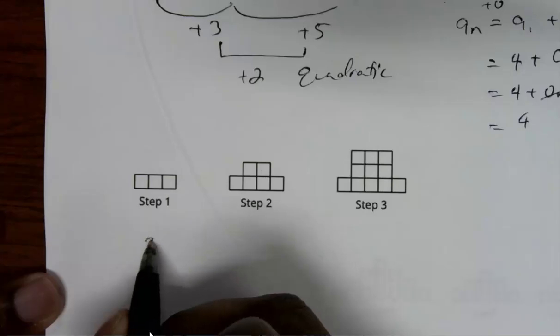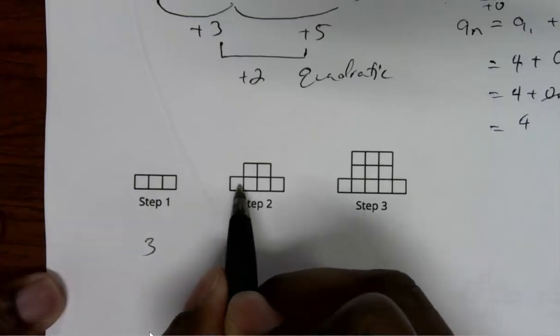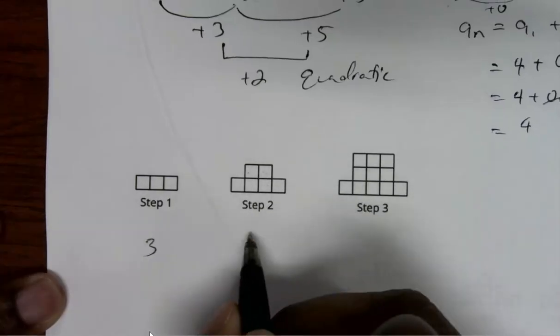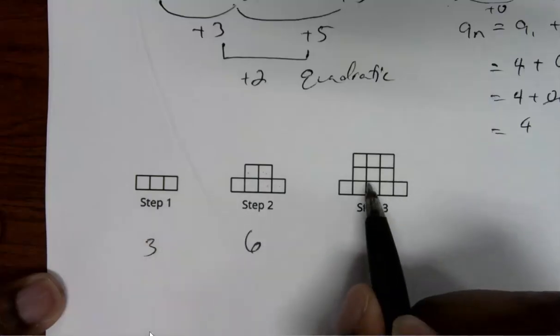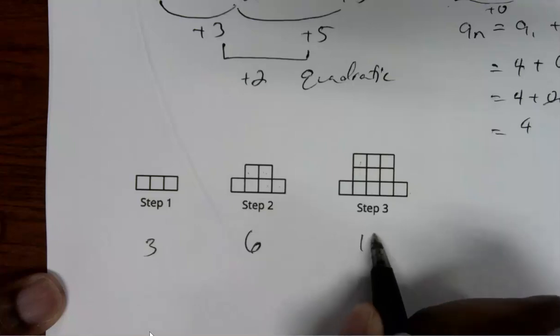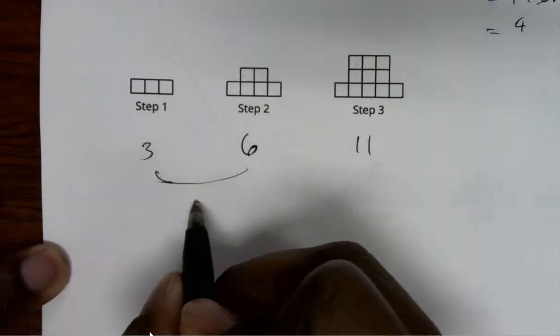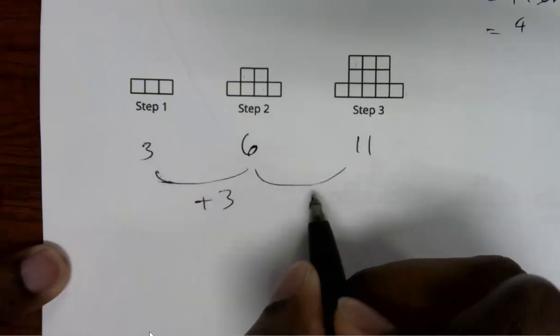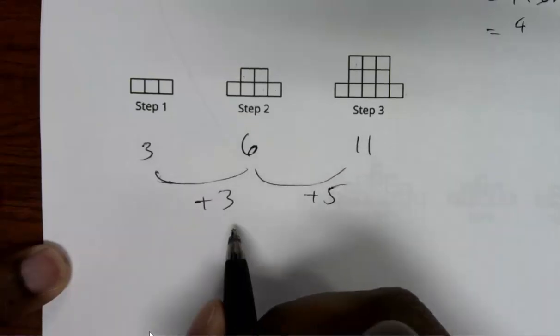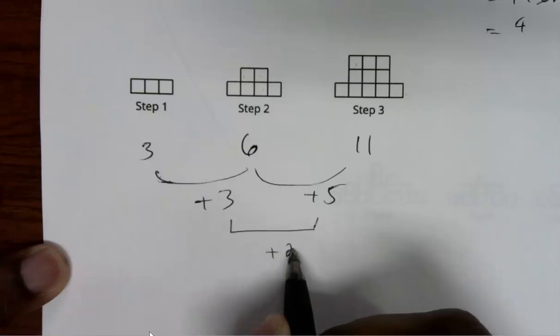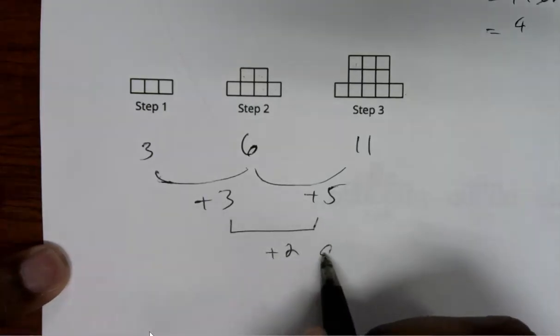First step, I have 3 squares. The next step, I have 6 squares. The next step, I have 9 in the middle, plus 2 more, so it gives you 11 squares. So, plus 3 the first time, plus 5 the next time. That second difference is plus 2. So again, this is quadratic.